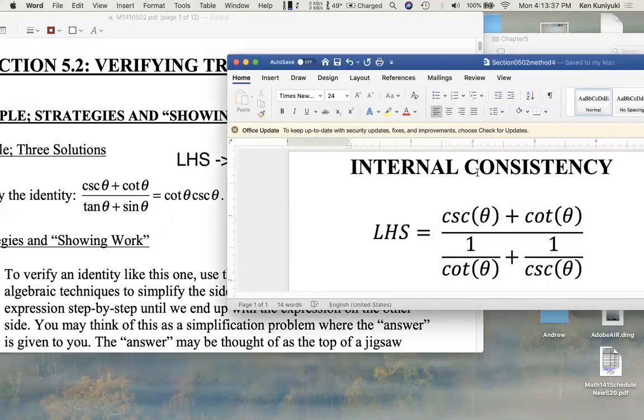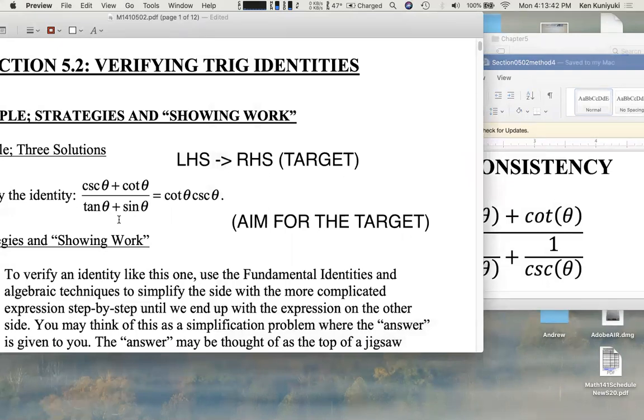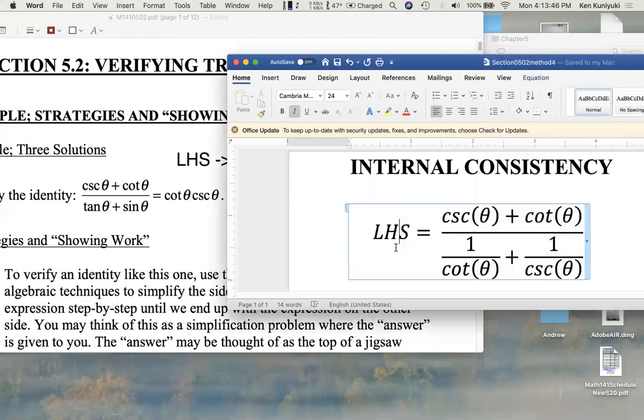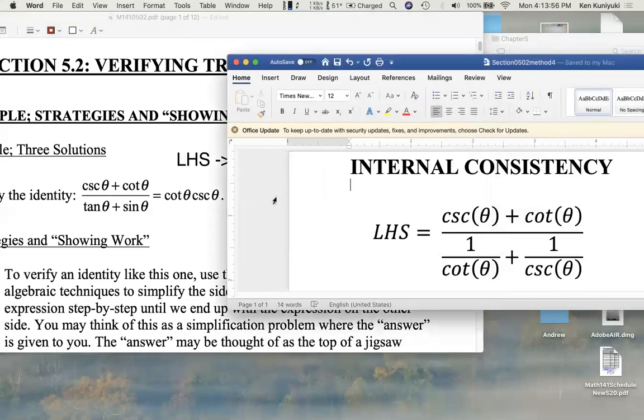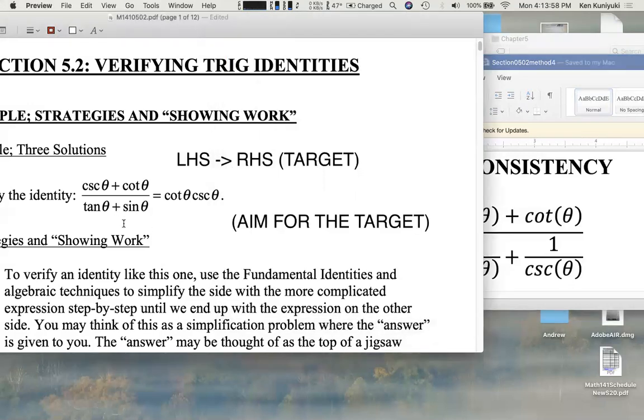So in my solution number 4 here, I indicate that I start with the left-hand side. You should either copy the left-hand side outright or just write LHS to clearly indicate which side you're starting at. Now here's my strategy in my solution 4, my best solution, I think. My strategy here is to make these pieces look like each other. Now, a lot of students would be inclined to make cosecant of theta look like sine of theta, and to make cotangent of theta look like tangent of theta.